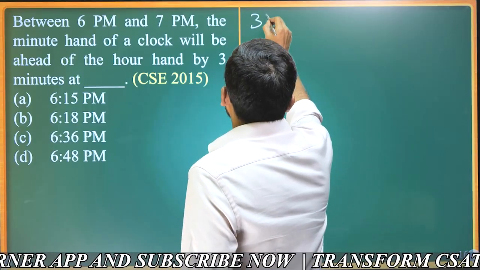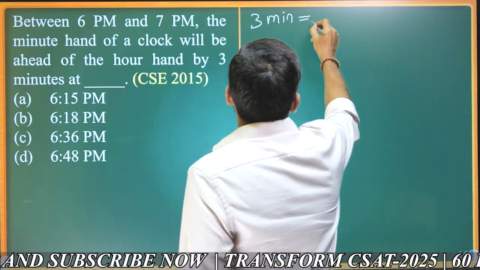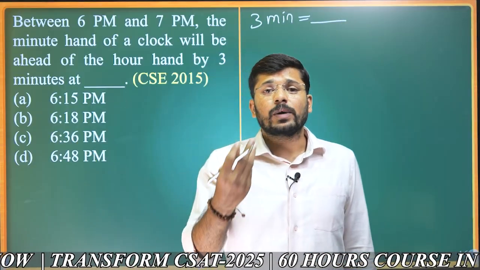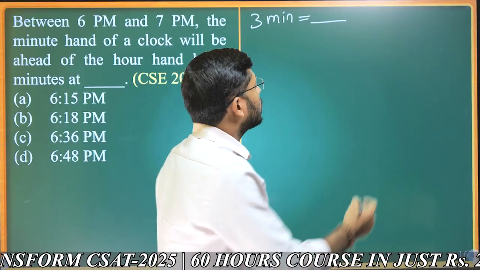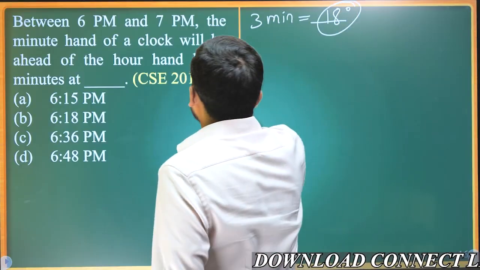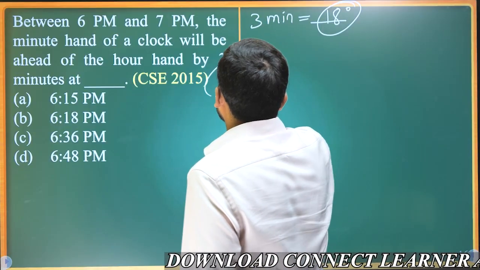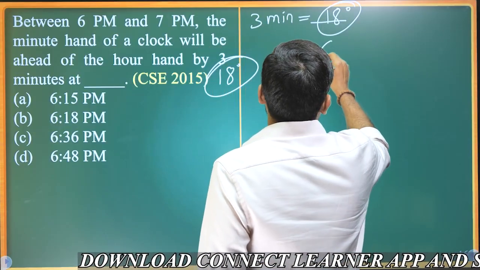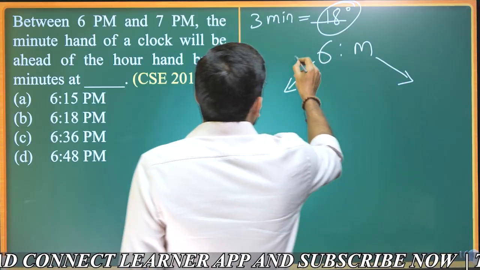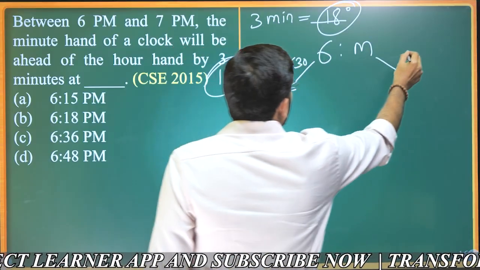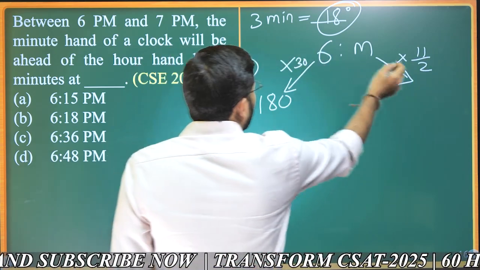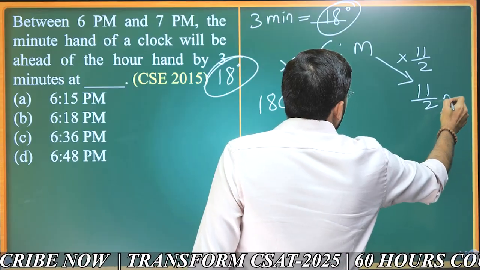Now we know that 3 minutes is equal to how many degrees? We learnt in the just previous problem that 1 minute is 6 degree, 2 minutes is 12 degree. So 3 minutes must be 18 degree. Done. Now the angle between them is 18 degree. Now we will take the time as 6 hours and m minutes. And how do we find the angle between them? Multiply this with 30 and multiply this with 11 by 2. 6 into 30, that is 180. m into 11 by 2, that is 11 by 2 m.